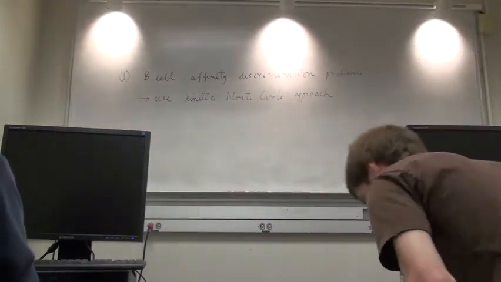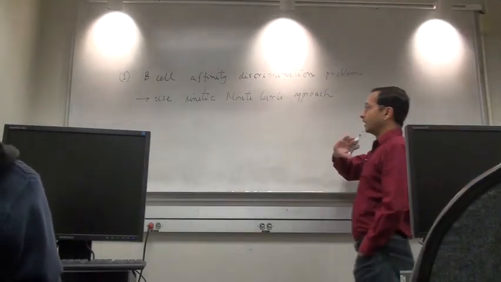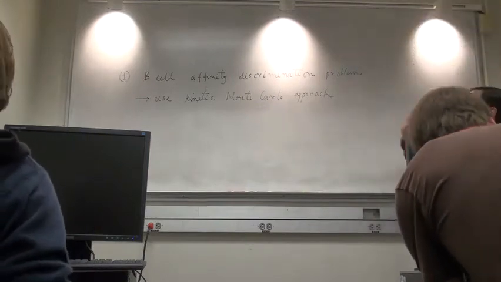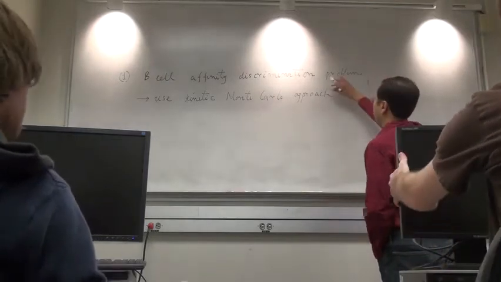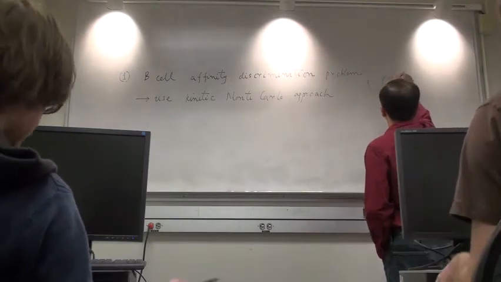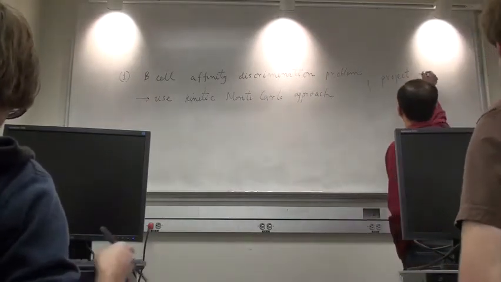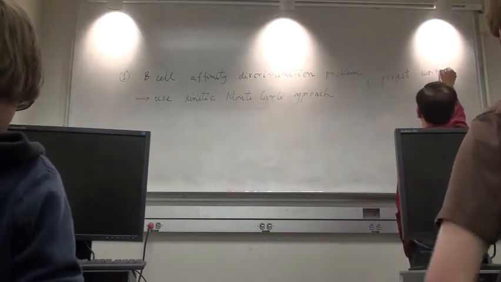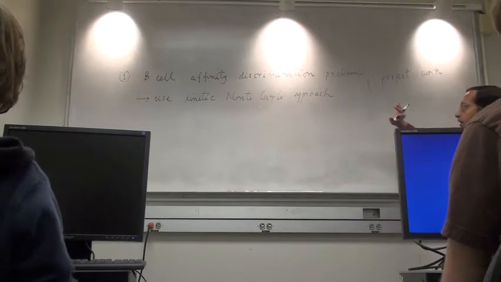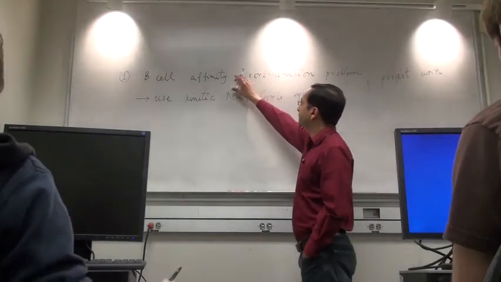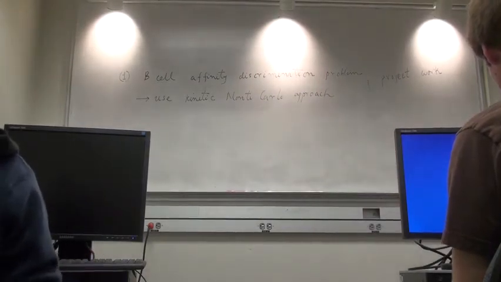So today we're going to start discussing the kinetic Monte Carlo model that's used to solve the affinity discrimination problem in B cells. And the project problem you're going to do is based on these two things. I'll post the project problem next week on Smart Site. You'll do a kinetic Monte Carlo simulation of a very simplified description of B cell signaling, or B cell receptor ligand binding.